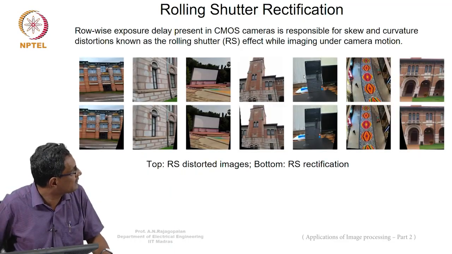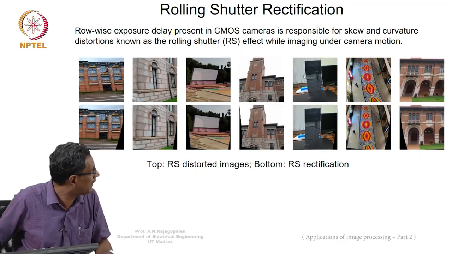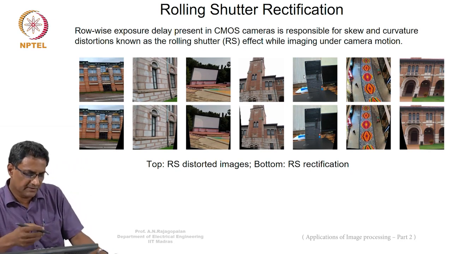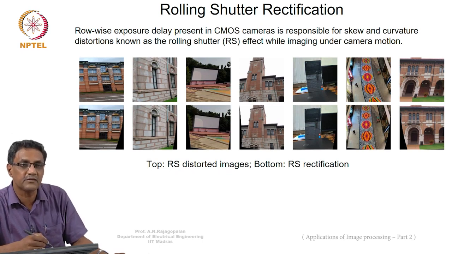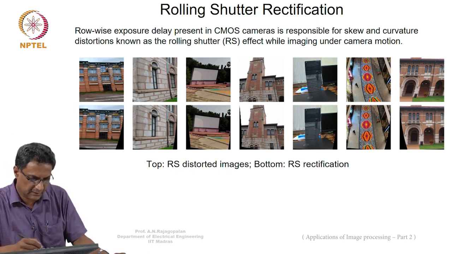And then here is a rolling shutter. Now, what do you find is odd? If you see these images, right? If you see this building, what do you notice? You notice that the edge looks a little curved, correct? But you know for a fact that it should have been a straight line. So if you do the rolling shutter correction, it will emerge correctly.